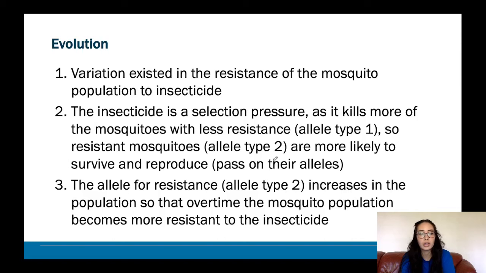If we look at their answer: variation exists. The selection pressure is the insecticide. So you want to say that specifically. The selection pressure is whatever kills whatever. The allele for resistance, and so on. All of that.